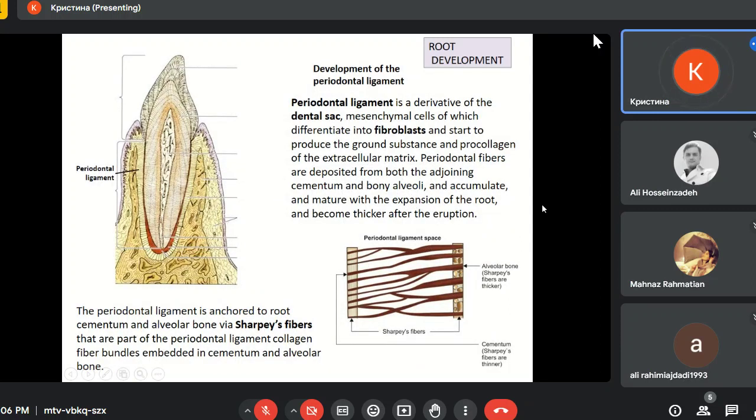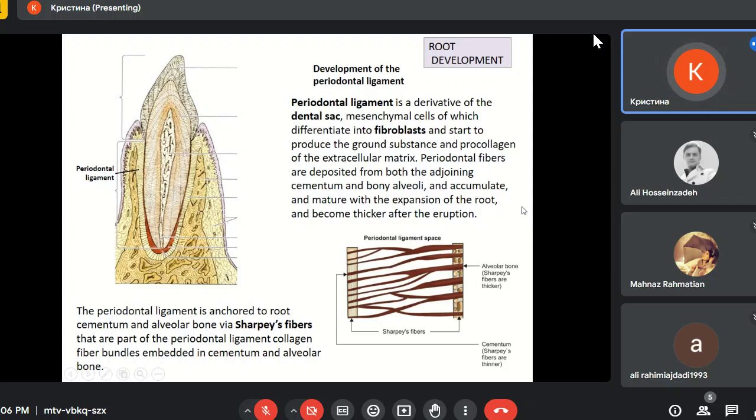And next, after the cementum is produced, then the periodontal ligament is formed. Periodontal ligament, it is here in this picture. It is dense, fibrous, regular connective tissue which attaches cementum of the tooth to the bone of the alveolus. So it has bundles of collagen fibers.